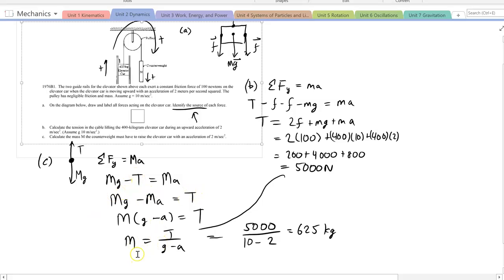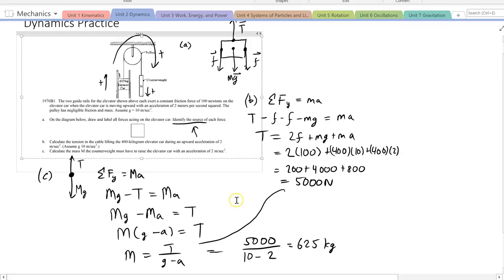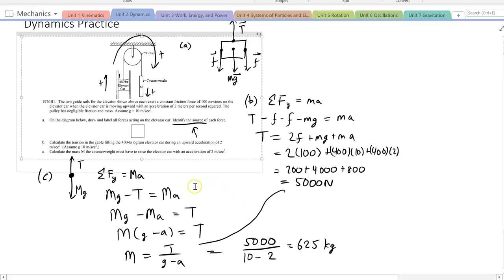I solved for capital M. I plugged in 5,000, and remember G, since it's down and on the right side, is positive 10, not negative 10. And then there we go, and I got the answer. So this is how you use Newton's second law and free body diagrams in practice. So this is it for this problem. So that's it.